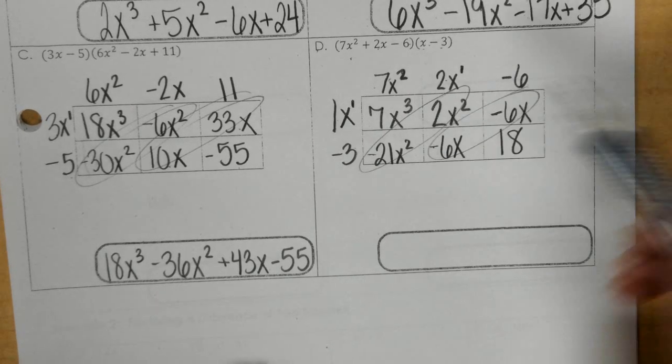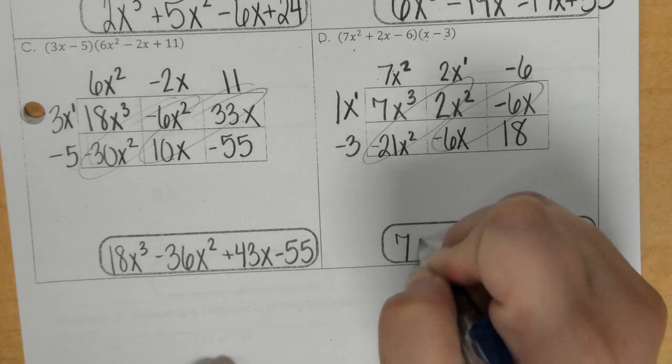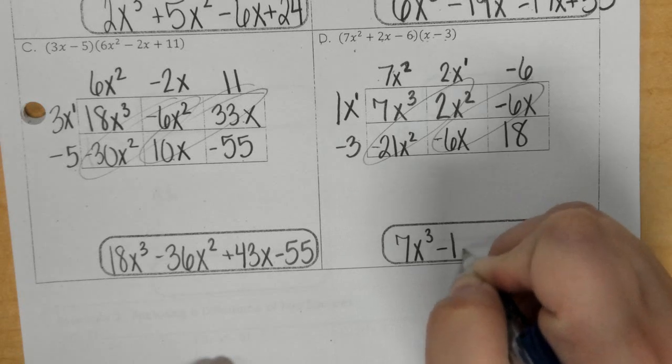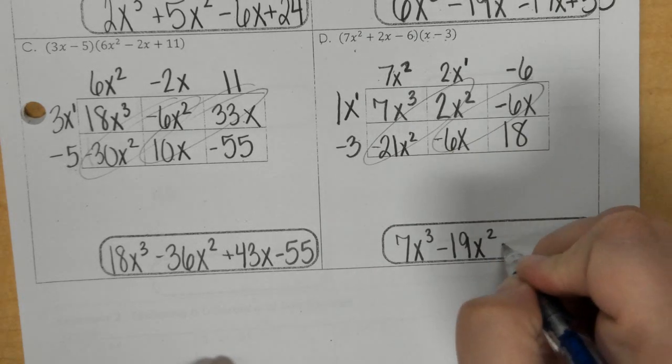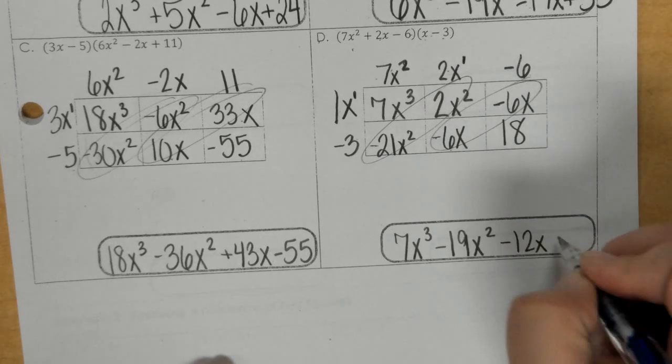We can combine those, and we would get 7x to the third minus 19x squared. Add, keep your sign, so negative 12x, and 18.